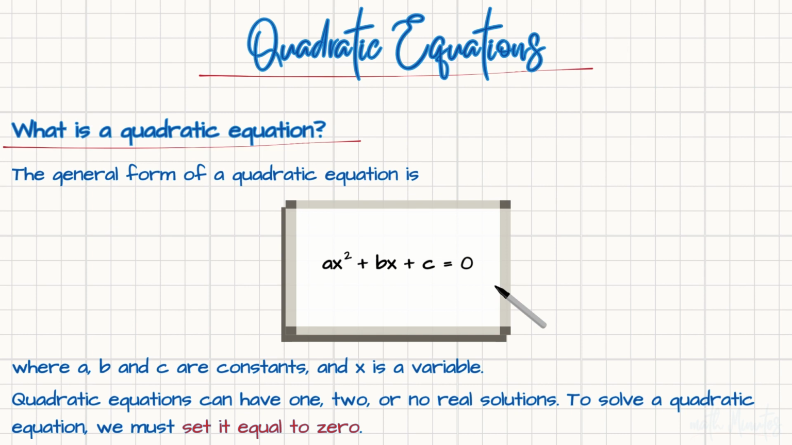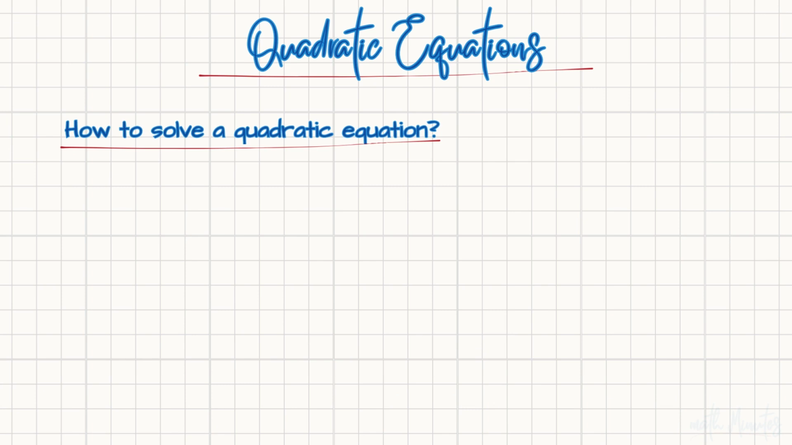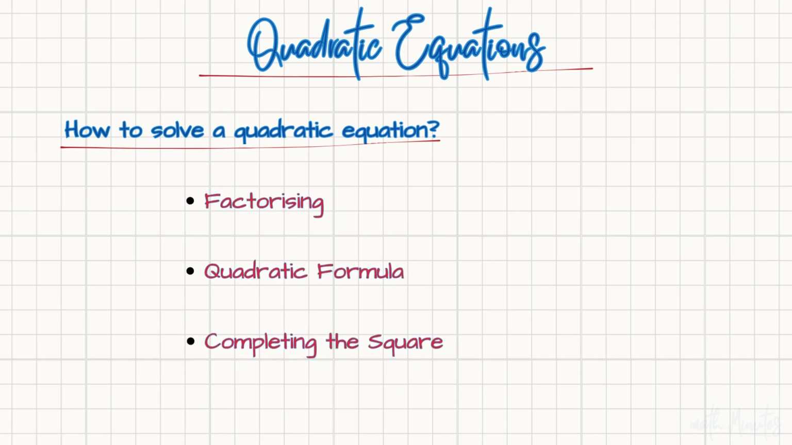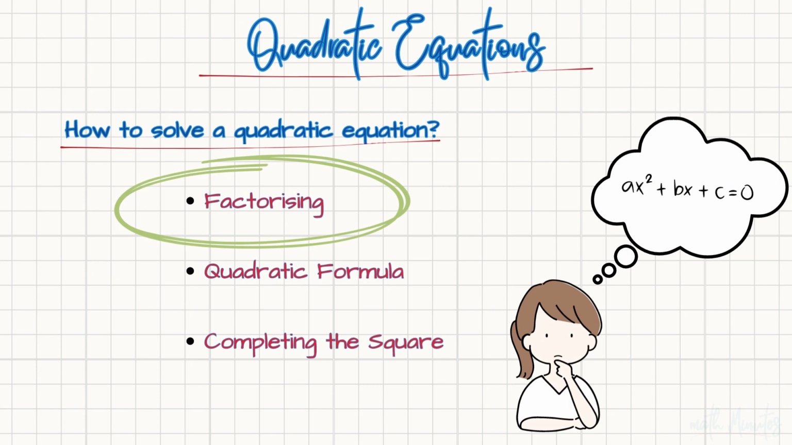To solve such an equation, we must first set it equal to 0. There are various methods that can be used to find the roots of the equation, such as using the quadratic formula or completing the square. However, one of the simplest and most intuitive methods is factorising.